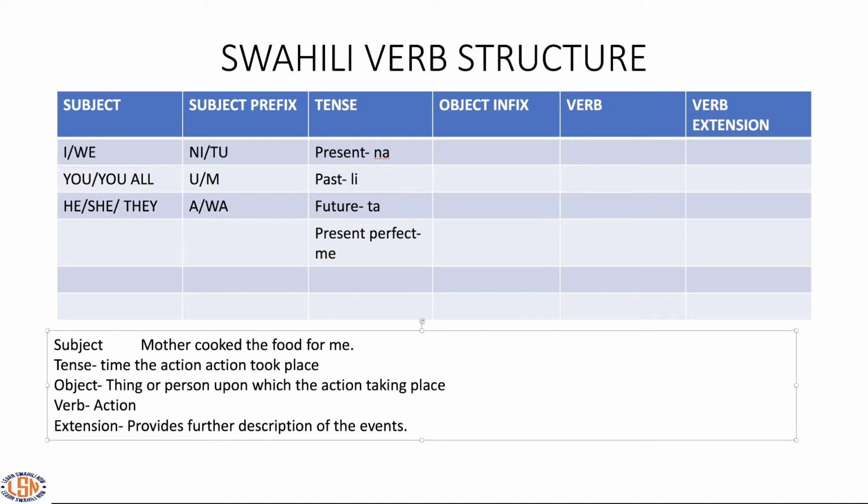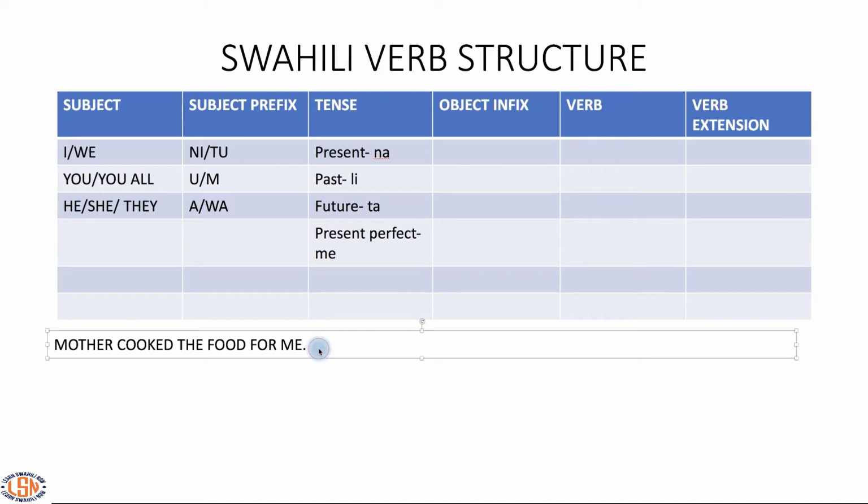So we can actually just say that an extension just provides further description of the events that are taking place within that sentence. So in Swahili, you're not just going to use all of these things and write them out individually. What do I mean? For instance, in this English sentence, mother cooked the food for me. Well, you can individually write those words and that will make sense. I've seen people when they're trying to do this in Swahili, they will say, mama pika chakula kwa mimi.